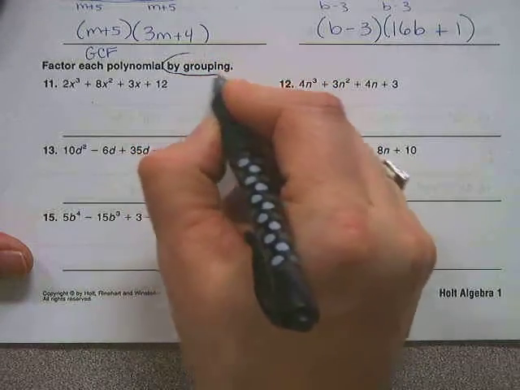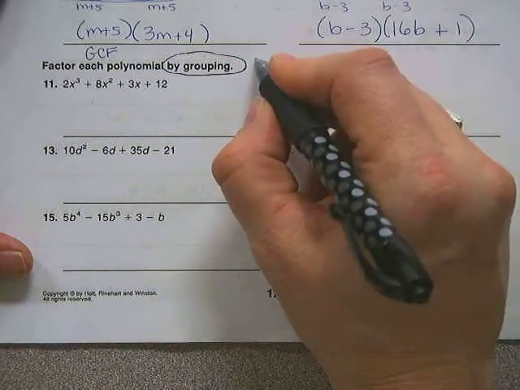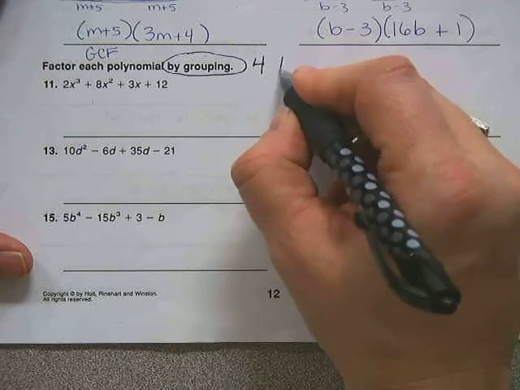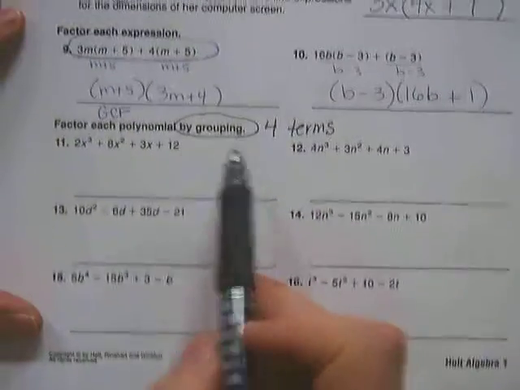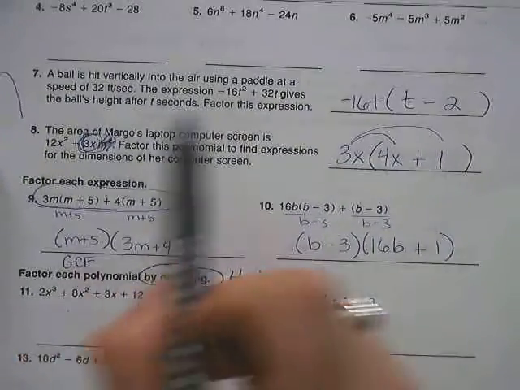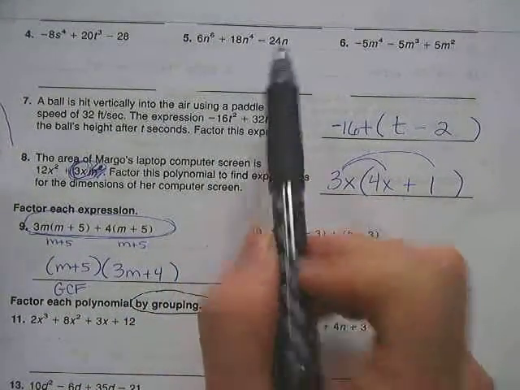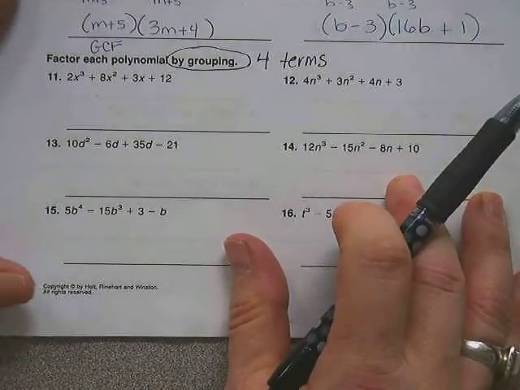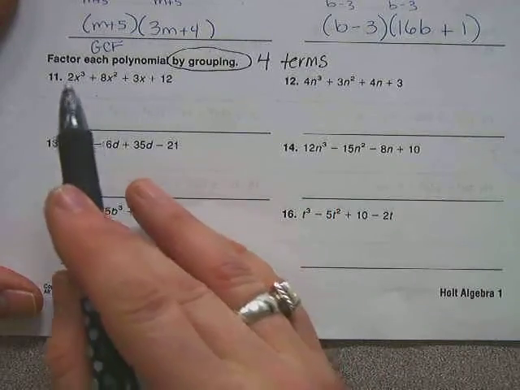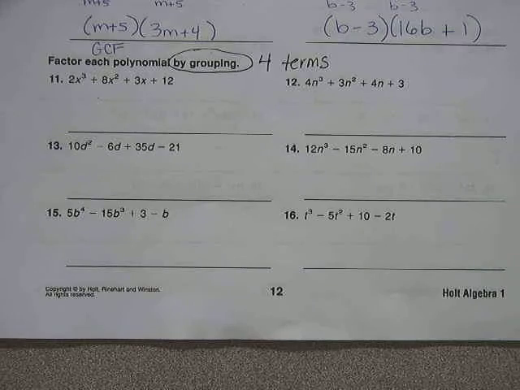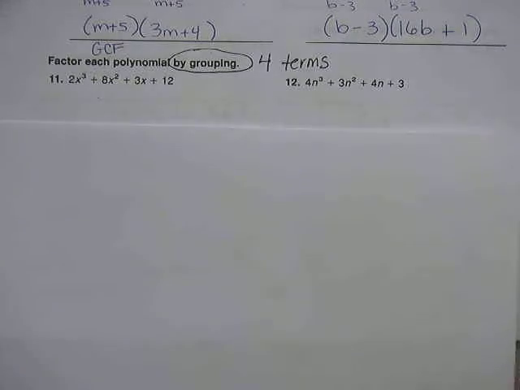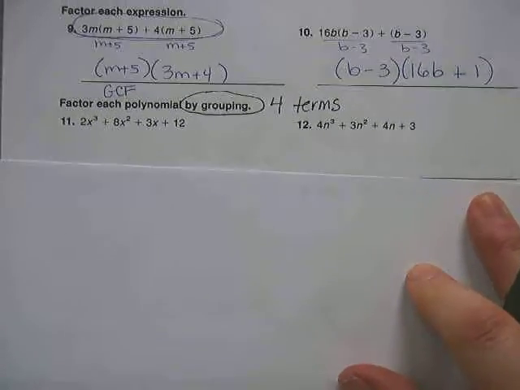And this technique of by grouping can only be used when you have 4 terms. So we're not going to factor by grouping if we have, like up here, a trinomial. And the idea of factoring by grouping means we're going to make even groups of 2. So it would make sense that we'd only need 4 terms. But this is what we're going to do.